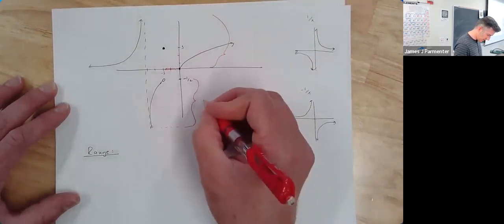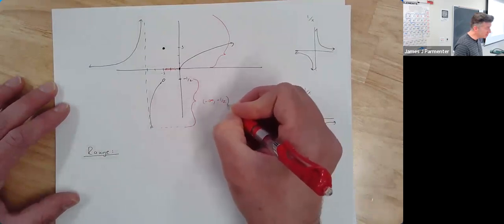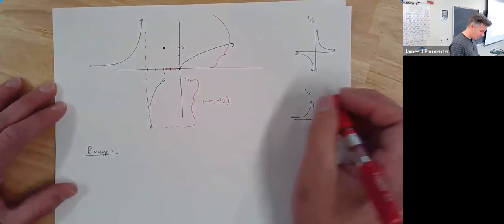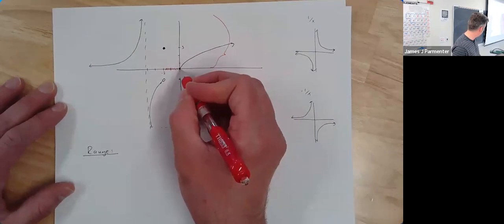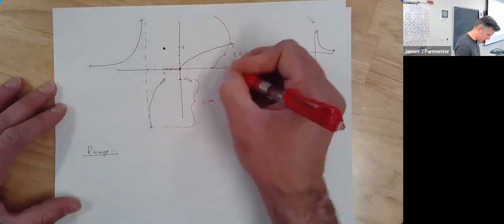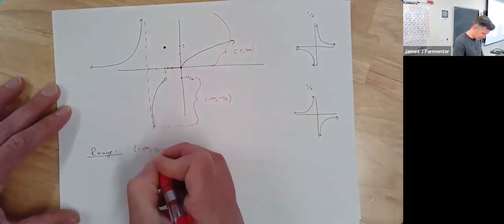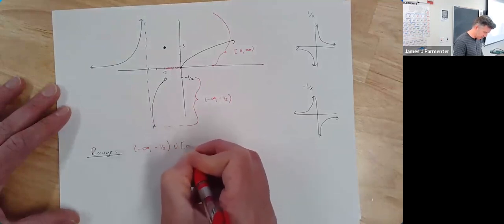So here I'm getting everything from -infinity up to -1/2, exclusive of -1/2. I don't actually get that value. It's a hole right there. And then from here onwards, I start at 0 and I do get 0 because that point is filled in right there. So I get everything from 0 all the way up to forever. My range here is negative infinity to negative 1/2 with a parenthesis, union bracket 0 to infinity.